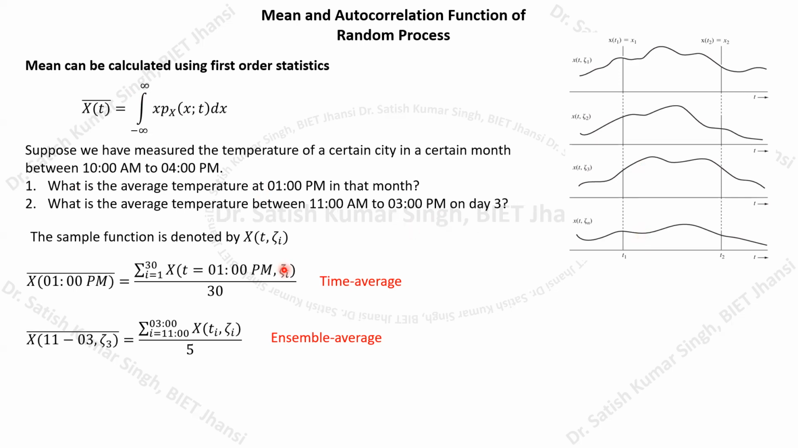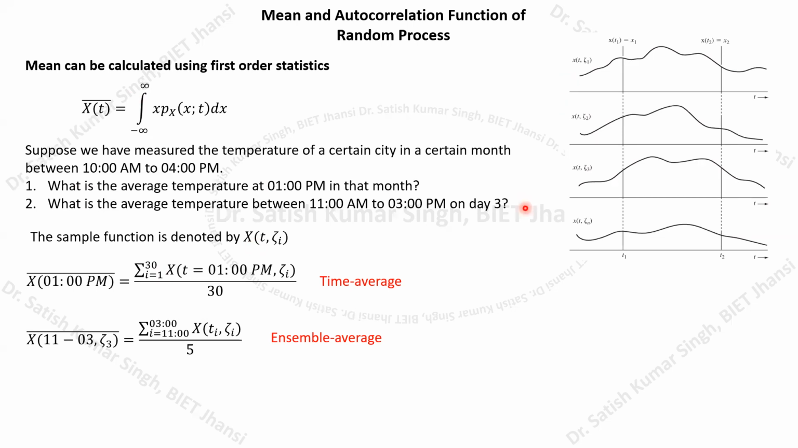We have to take this data from this random process at 1 p.m., and this data has to be taken for all 30 days, with i equals 1 to 30, because zeta i represents day 1, day 2, and up to day 30. So it will give us the data for all 30 days. After that, we have to add all this temperature and divide it by the number of days. This number of days must be 30, and this will give us this particular data over the 30 days, right?